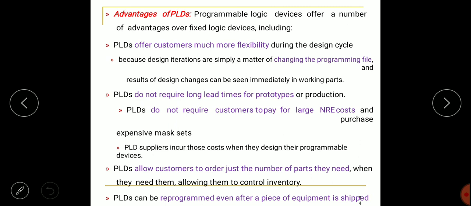PLDs do not require long lead times for prototypes or production. PLDs do not require customers to pay for large NRE costs and purchase expensive mask sets. PLD suppliers incur those costs when they design their programmable devices. PLDs allow customers to order just the number of parts they need when they need them, allowing them to control inventory. PLDs can be reprogrammed even after a piece of equipment is shipped.